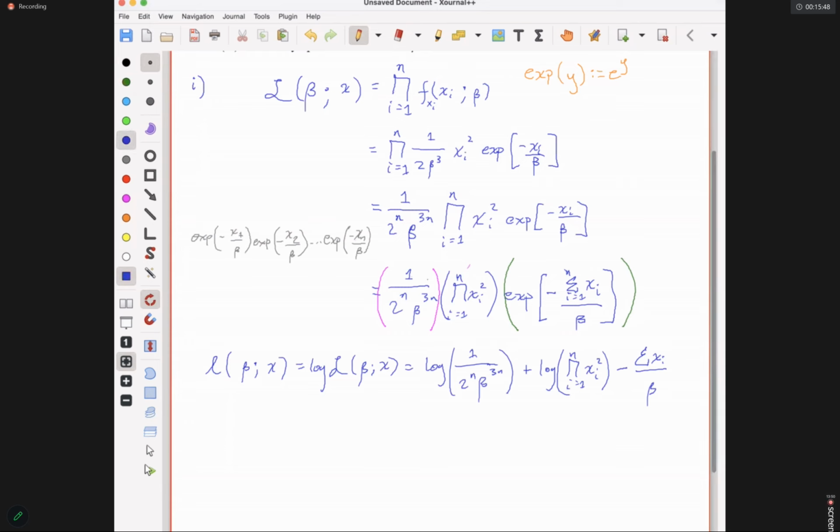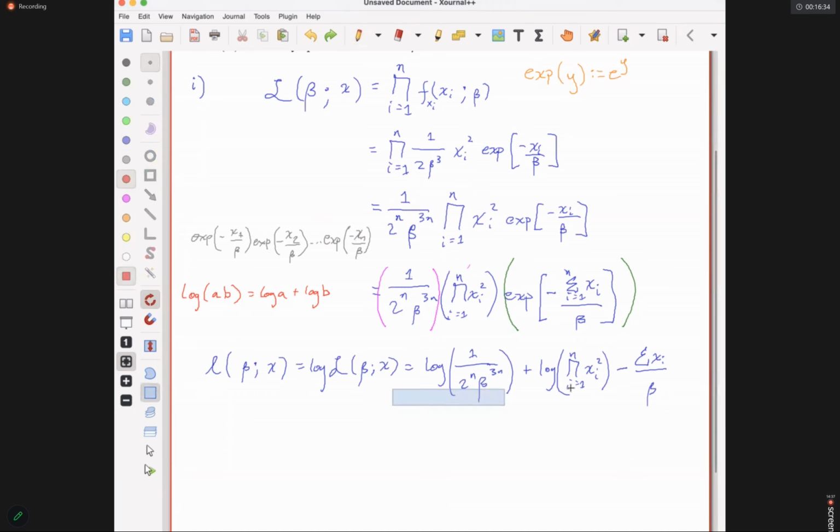And I take the logarithm of that product of the three. That can be decomposed into the sum of the logarithms of the three, because log of a times b is equal to log a plus log b. And so that gives us what we have below here. Because I take the log of the first thing, log of the second thing, and then log of the third thing. And when I take the log of the third thing, the exponential goes away.